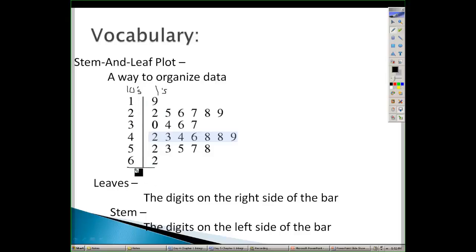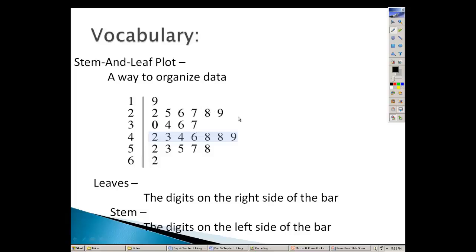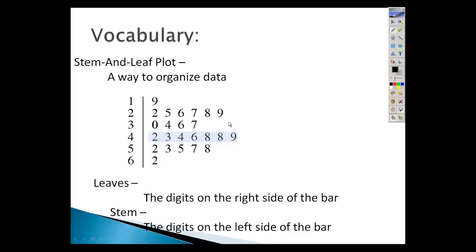And the biggest number is 62. The smallest number is 19. Everything else is in the middle. Now, once again, these are the stem, the tens digits, and these are the leaves, the ones digits for today. And that's as many digits as we're going to go to. We're going to keep it in the teens and the tens.